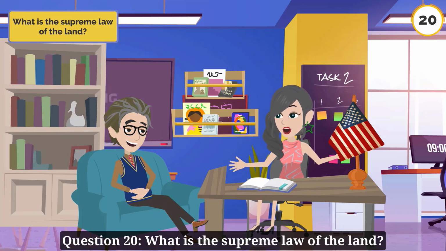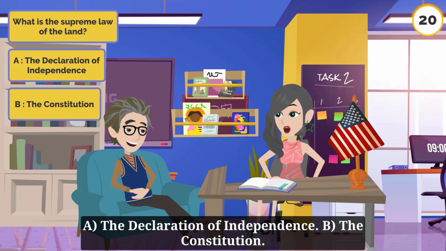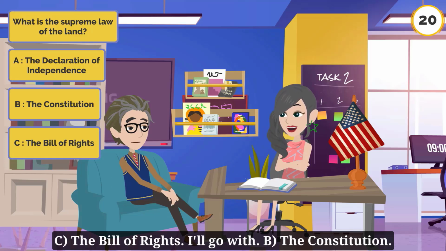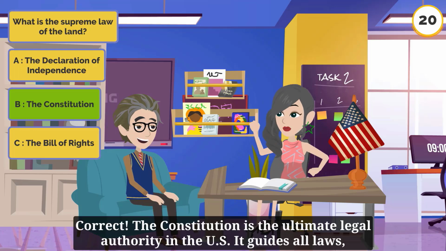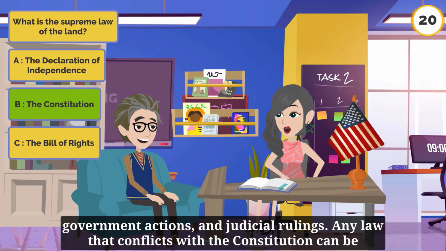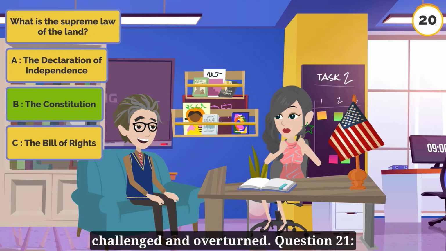Question 20. What is the supreme law of the land? A. The Declaration of Independence. B. The Constitution. C. The Bill of Rights. I'll go with B. The Constitution. Correct. The Constitution is the ultimate legal authority in the U.S. It guides all laws, government actions, and judicial rulings. Any law that conflicts with the Constitution can be challenged and overturned.